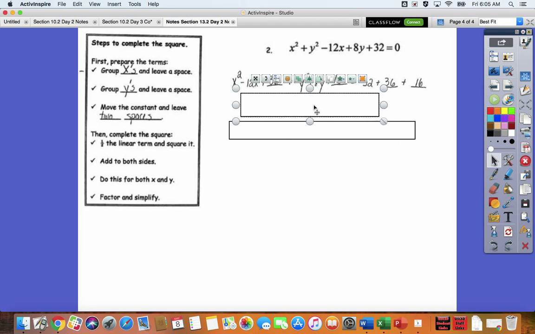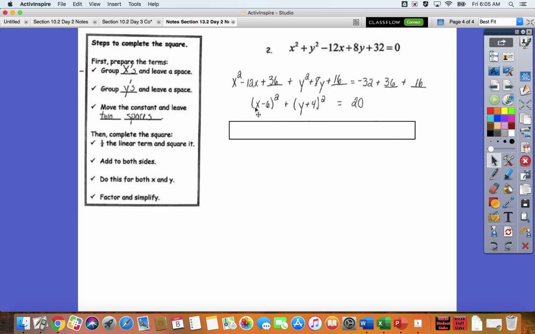Since we used the process of completing the square, these are perfect square trinomials. So I have the quantity of x minus 6 squared plus the quantity of y plus 4 squared, and I simplify the right-hand side of the equation to get 20. Again, I can pull the information of the center and the radius out of that equation, and the center is 6, negative 4. Always think backwards. And the radius is the square root of 20, which in simplest radical form is 2 root 5.